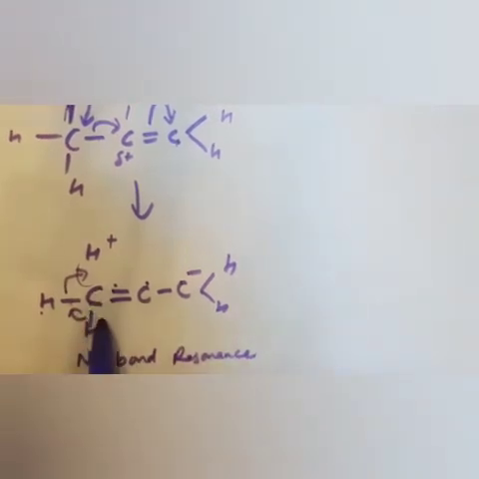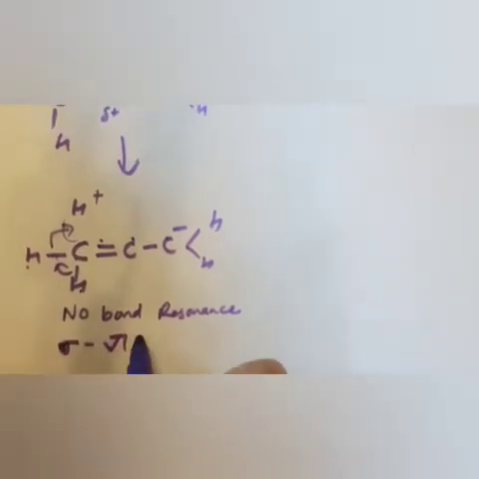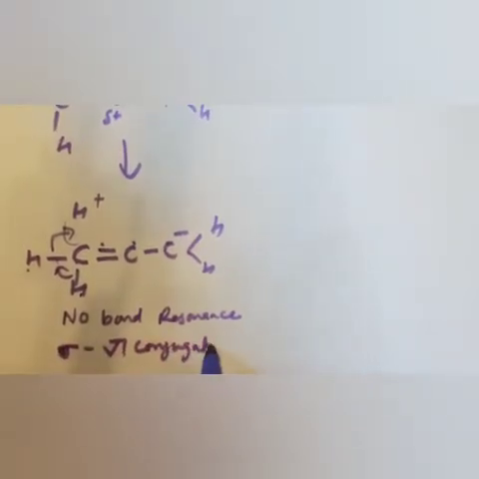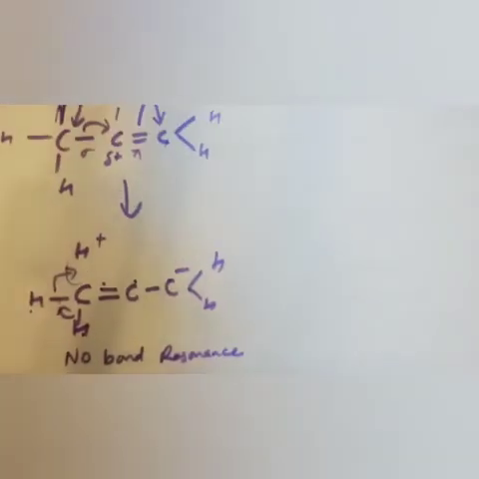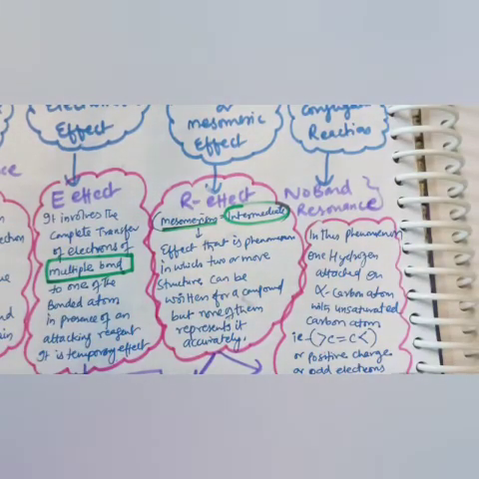This is also called sigma-pi conjugation, because this is the conjugation between sigma and pi. This is sigma and this is pi. So this is called hyperconjugation, and this type of delocalization is called hyperconjugation. So this is all for today.